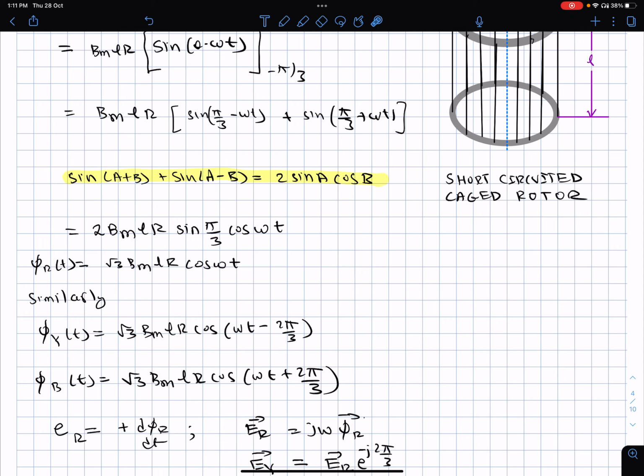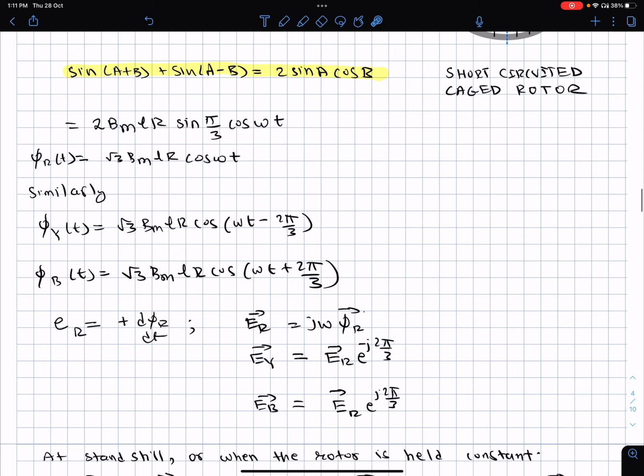It is causing a rate of change of flux in the secondary winding. Now the primary winding is on the stator, the secondary winding is on the rotor. The rate of change of flux is again obtained, and when there is a rate of change of flux, there will be an induced EMF. And as per our sign convention, we will write that as e_R equal to plus d phi_R by dt.